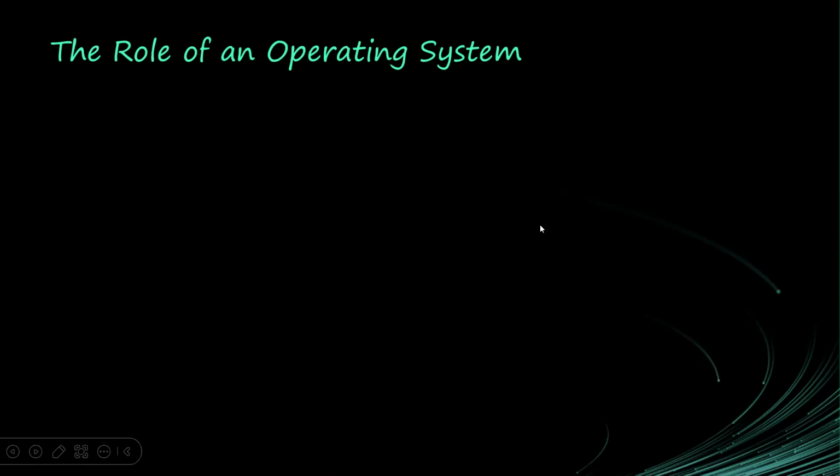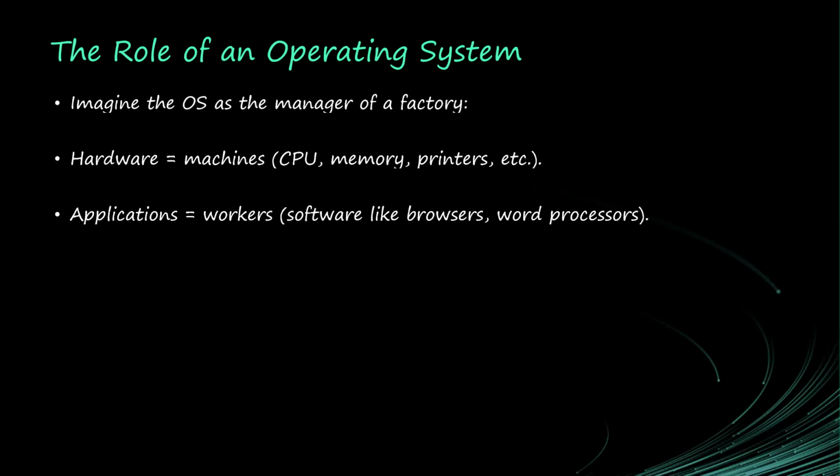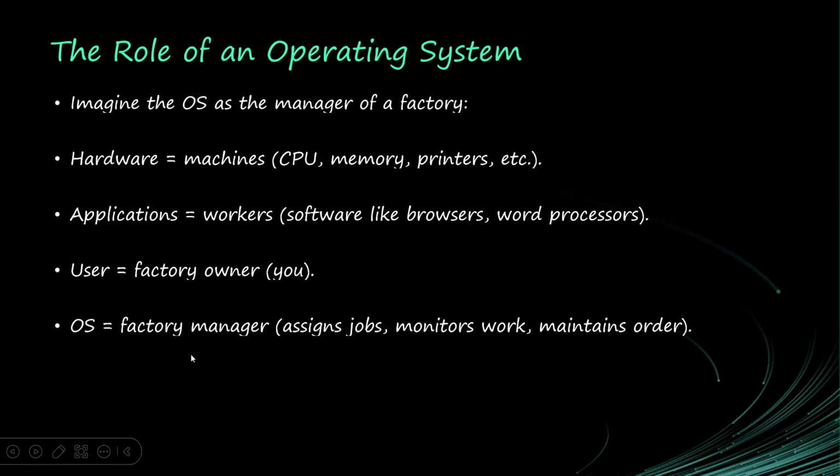So what is the role of an operating system? Imagine the operating system as the manager of a factory. The hardware is the machines, like the workers, like you have already known: the CPU, the memory, the printers. Applications are the workers, software like browsers, word processors. The user is the factory owner, which is you. So the operating system is the factory manager.